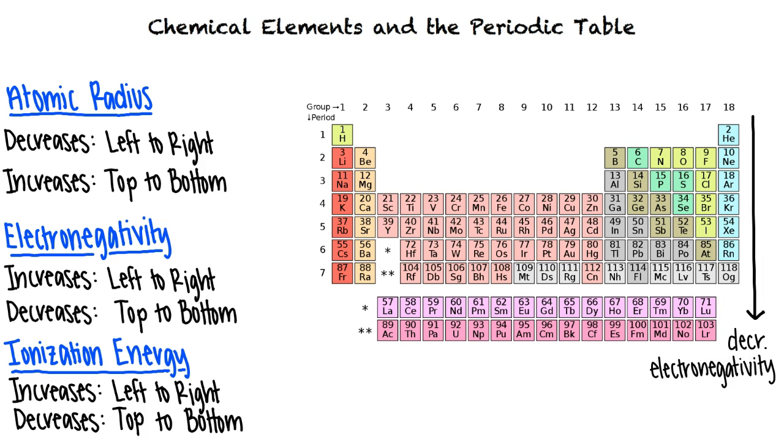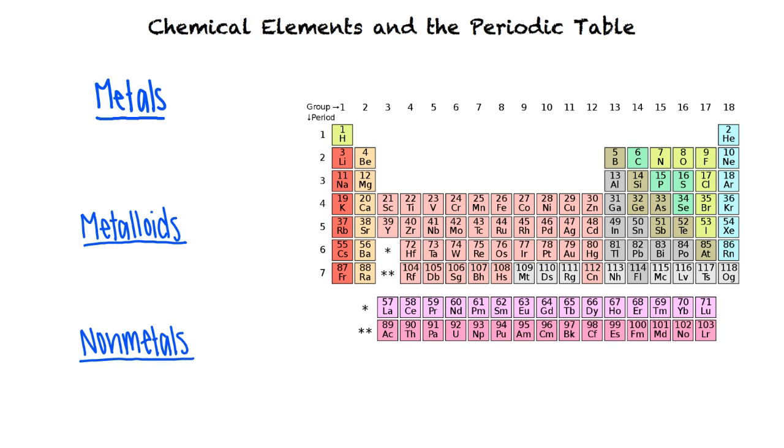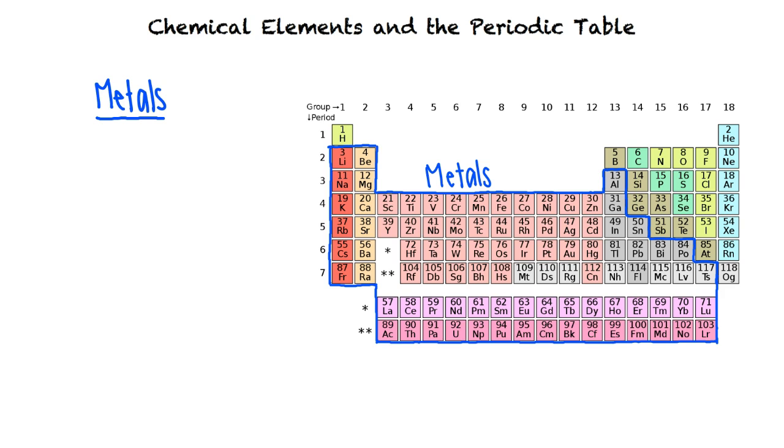The organization of the periodic table also groups elements into metals, metalloids, and nonmetals. Elements within these categories often share both physical and chemical properties. Metals are typically shiny, solid, and have the ability to conduct electricity. They can participate in ionic bonding with nonmetals and form alloys with other metals.